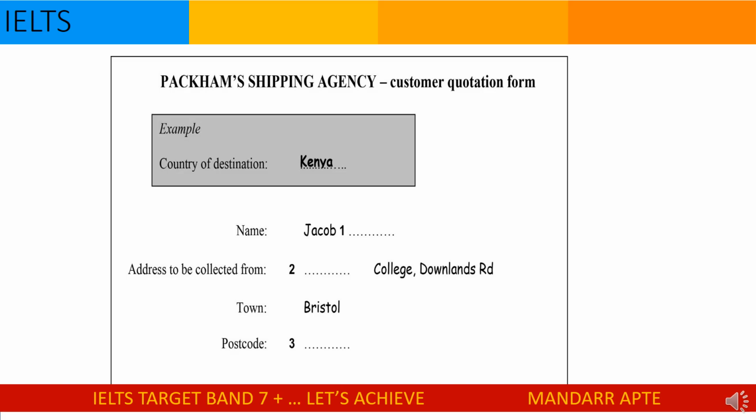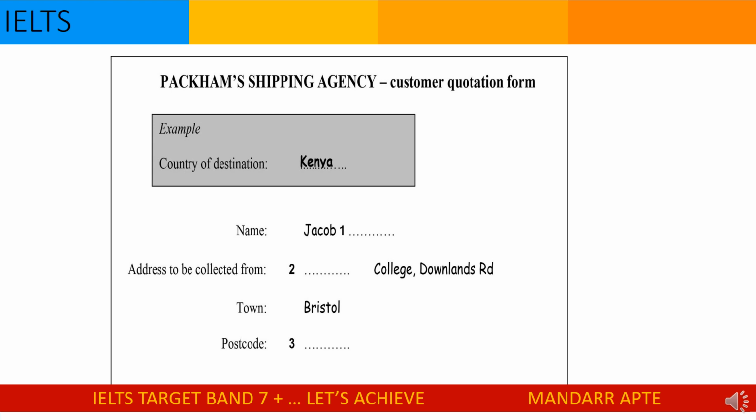The second question is the address to be collected from. Blank College, Downlands Road. So obviously it should be the name of a college, and that would also be a noun. So look out for any such name of a college that you can hear. And mostly the name will also be spelled out, so do not worry about a spelling mistake.